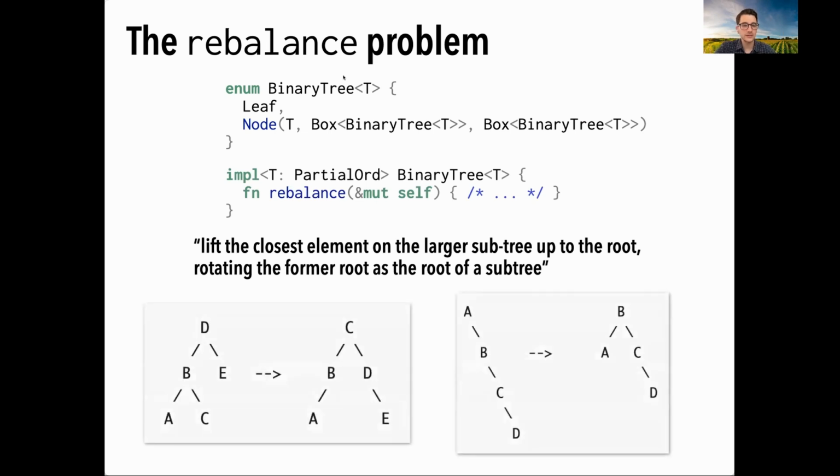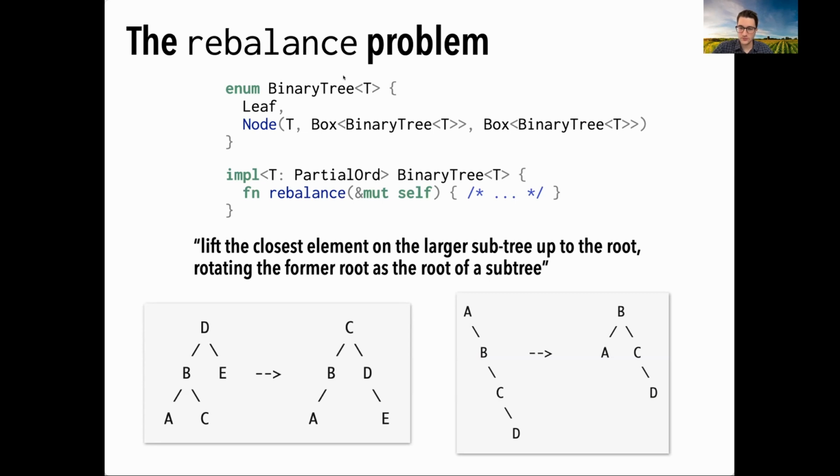If you look at it diagrammatically, with the example on the left here, if you have, for instance, this left subtree that is larger than this other subtree, then you would lift C here up to the root, and then you would rotate this tree DE down here. Or conversely, on this other example, if you have a big line A, B, C, D, then you would lift B up to the root. So it sort of does a one-step rebalancing operation.